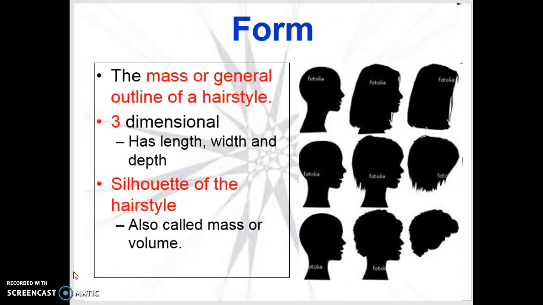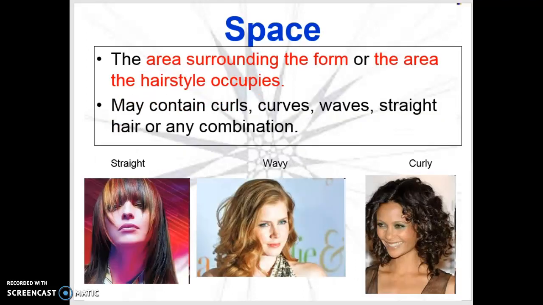Now, if you take a look at the form, that is basically the silhouette of the hairstyle. So it tells you whether something is going to be big or if it's going to be little. It has length, it has width, it has depth. Okay, it creates the mass that holds your hairstyle together. And that is your form.